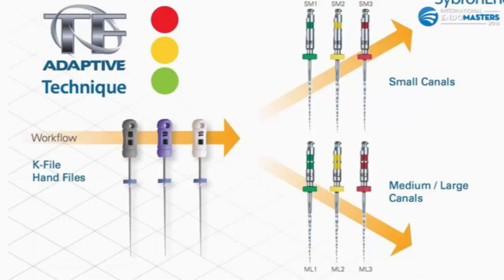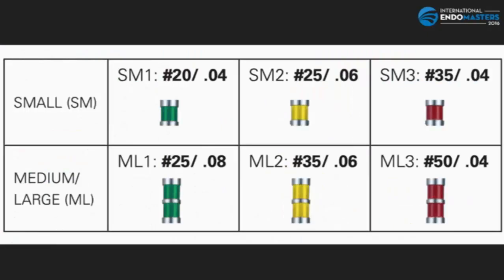In this workflow, I want to show you that at the very beginning, we are going to use 3 hand files. The number 15 file is going to determine which sequence we are going to use. If the number 15 file reaches the end of the canal really easy, we are going to use the ML sequence. If the number 15 struggles in reaching the end of the canal, we are going to use the small canal sequence. We have this sequence.